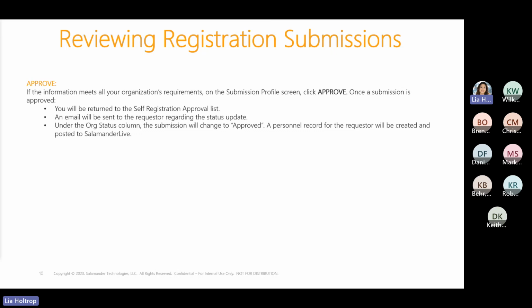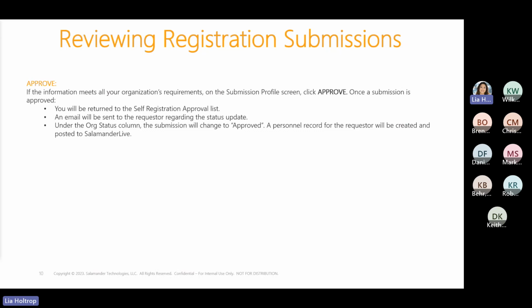One, under the self-approval list, you'll see that the status will change to approved. It automatically returns you to your self-registration approval list. The person is going to get an email saying that there's a status update. And once approved, the personal record for that requester is going to be created and posted to Salamander Live. So that's the approval process.